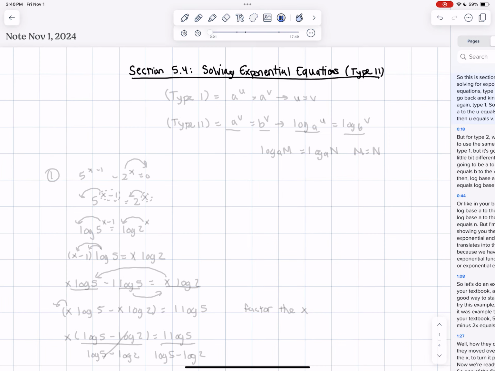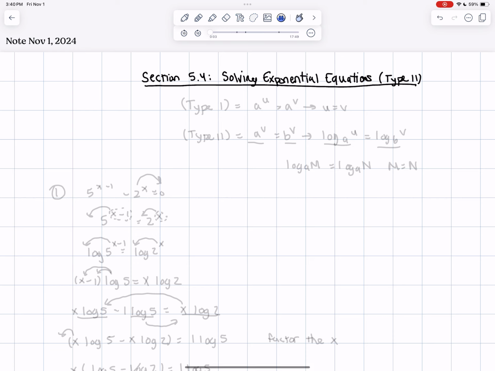So this is section 5.4, solving exponential equations, type 2. So let's go back and review type 1 again. Type 1 was: a to the u equals a to the v, then u equals v.